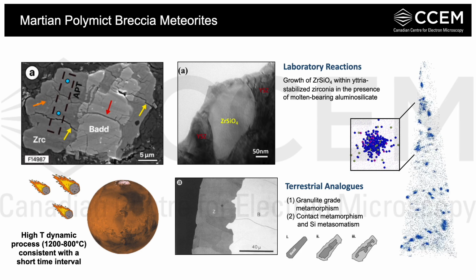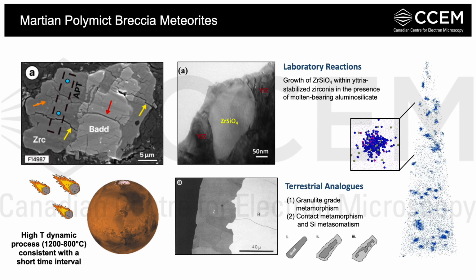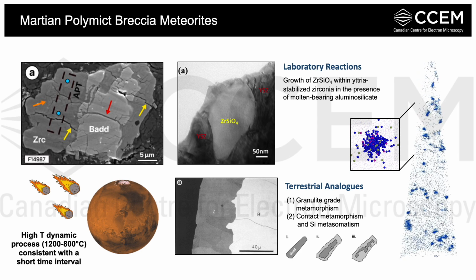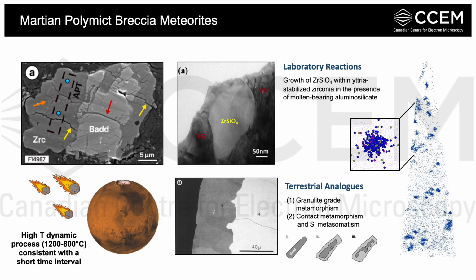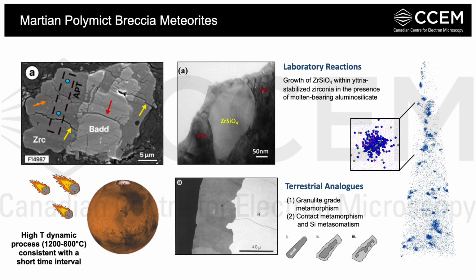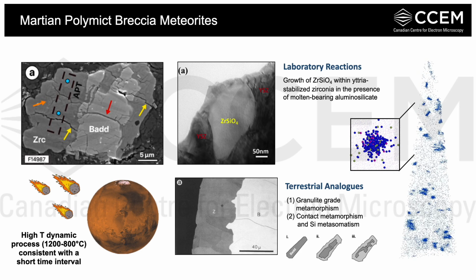And again, this example shows how a combination of electron microscopy and atom probe really complement each other and provides us with a fuller story of this past planetary scale event preserved in these grains.